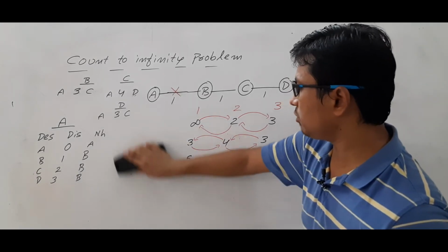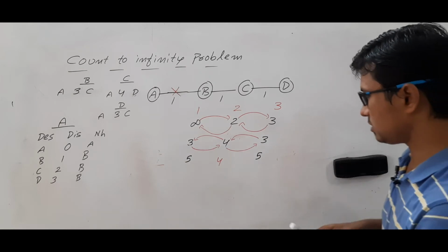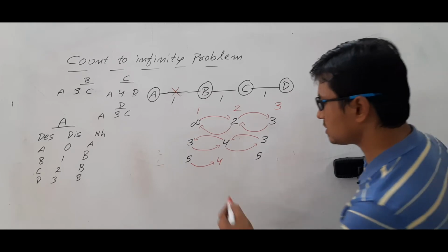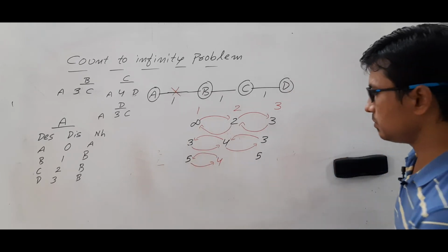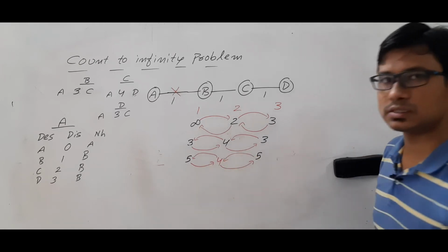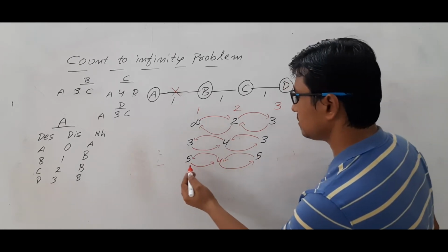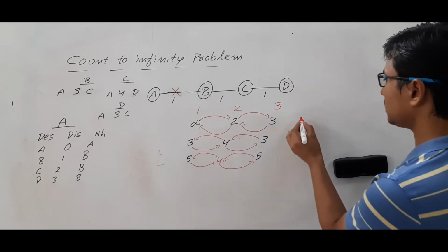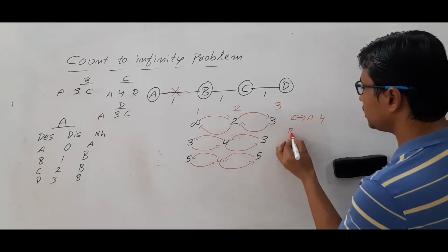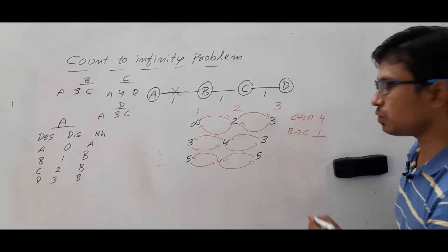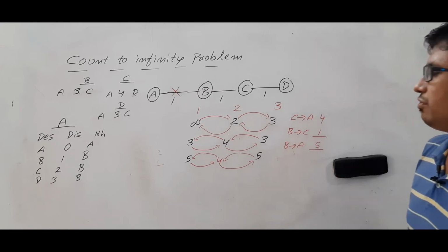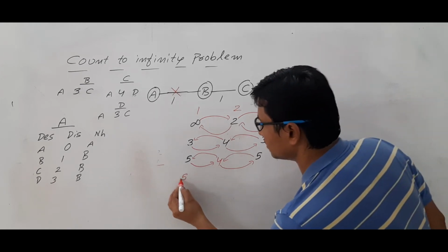Now can you tell me what will be the values in the next iteration? Because B will exchange the information with C, C will exchange the information with B. Similarly, C will exchange the information with D, and D will exchange with its neighbor C. Now what is it getting? B is getting that C to A distance is 4, and B already knows that B to C distance is 1. So I can go to A via C with a distance of 5. It will be updated as 5.